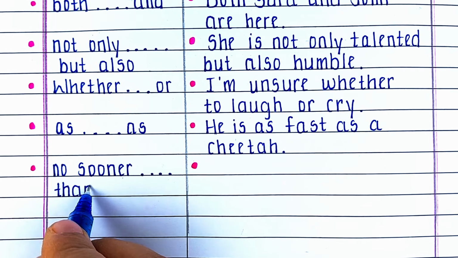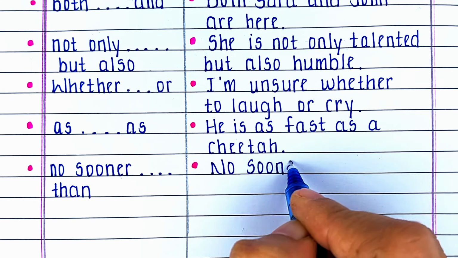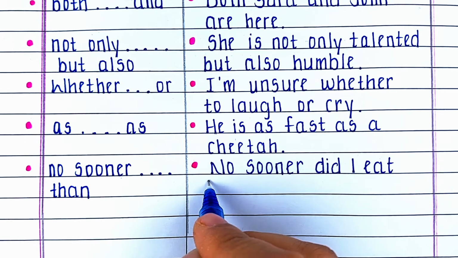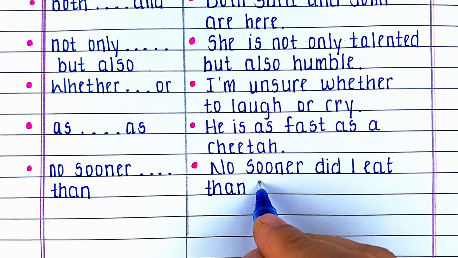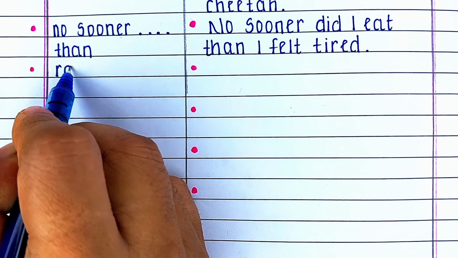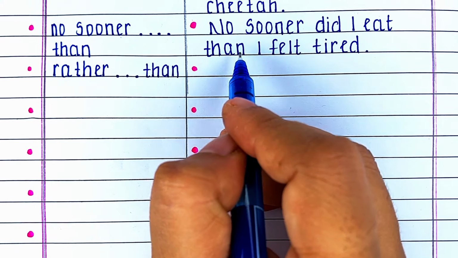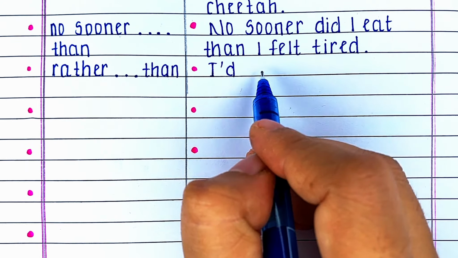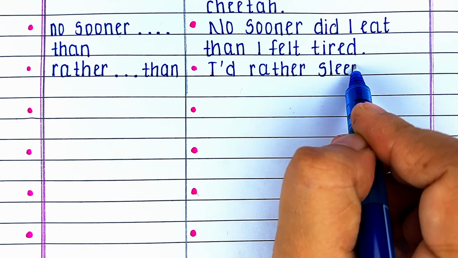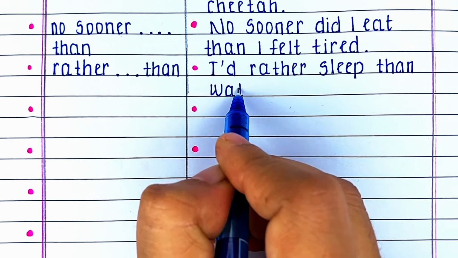Next, no sooner and than. Example: No sooner did I eat than I felt tired. Next is rather and than. Example: I would rather see a TV.